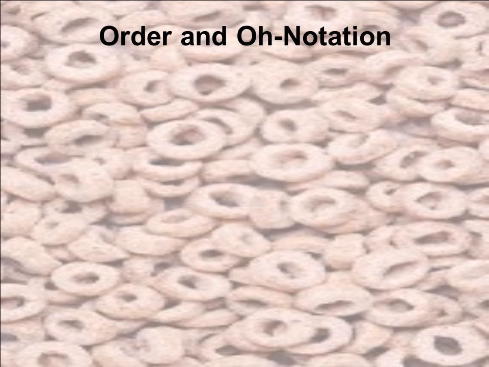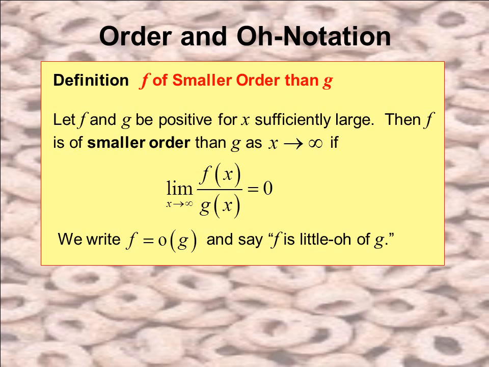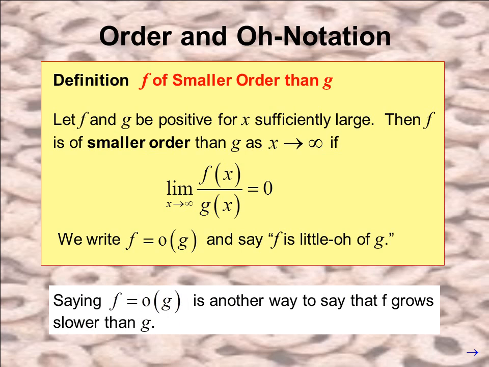Order and O notation. Definition: f of smaller order than g. Let f and g be positive for x sufficiently large. Then f is of smaller order than g as x approaches infinity if the limit as x approaches infinity of f of x over g of x equals 0. We write f equals little o of g and say f is little o of g. Saying f equals little o of g is another way to say that f grows slower than g.